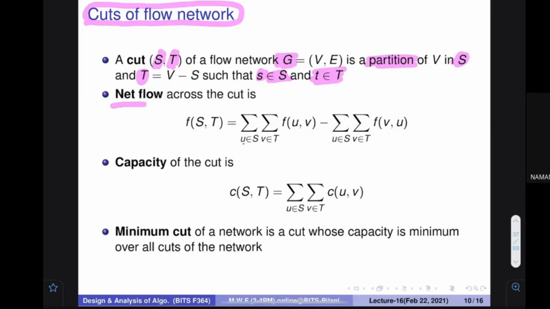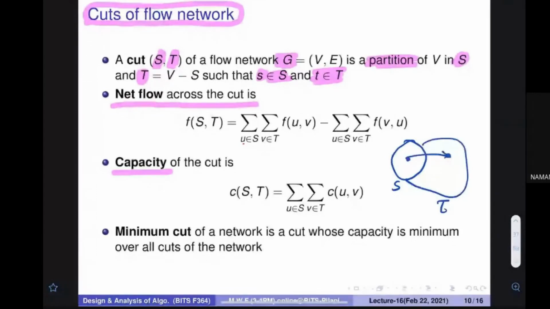Everybody comfortable about net flow across the cut is this. Again, I'm going to define one more thing that is called the capacity. A capacity is defined in a very different way. It says that if two sets are there, one is S and another is T, then from S to T, if there is a link, you see what capacity is over there. Only the things which are crossing this boundary. You find out the summation of those capacities for all the U's which are inside the S, for all the V's which are on the other side. This is called the capacity of the cut.